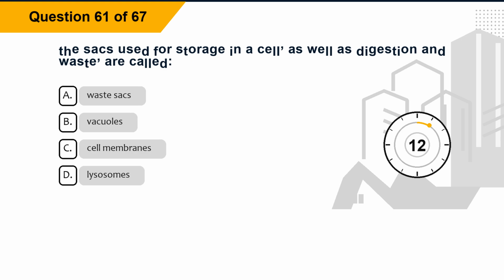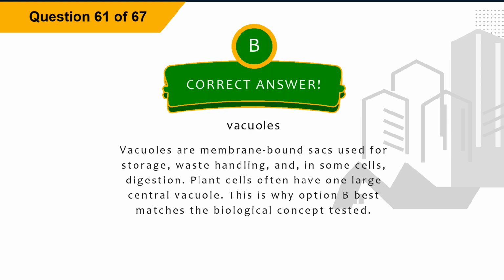Question 61. The sacs used for storage in a cell, as well as digestion and waste, are called option A, waste sacs. Option B, vacuoles. Option C, cell membranes. Option D, lysosomes. The correct answer is option B, vacuoles. Explanation: vacuoles are membrane-bound sacs used for storage, waste handling, and, in some cells, digestion. Plant cells often have one large central vacuole. This is why option B best matches the biological concept tested.